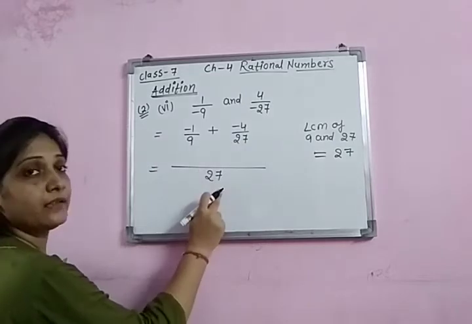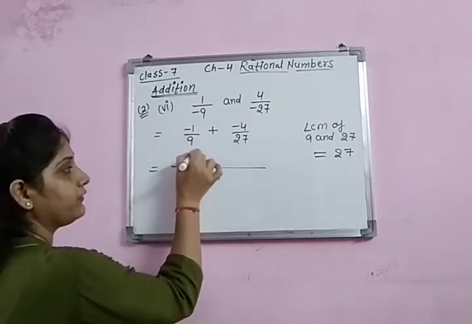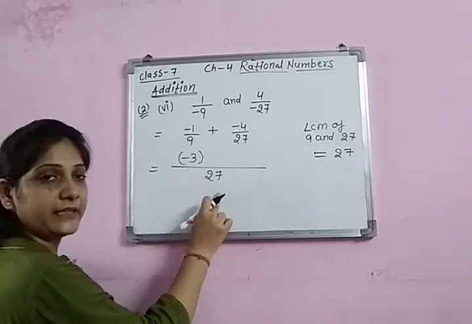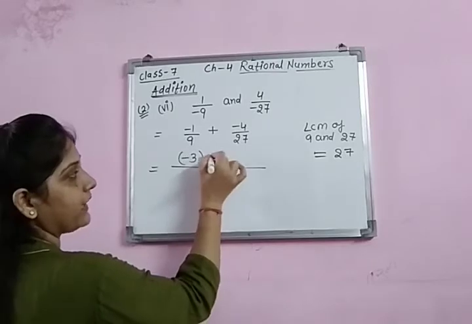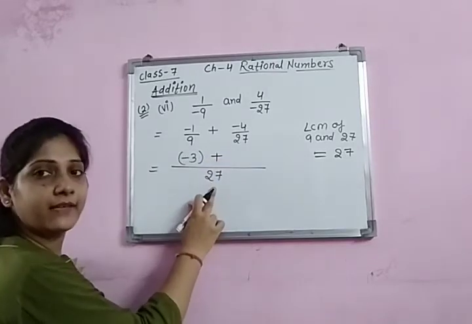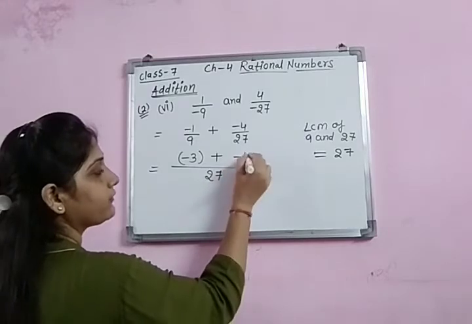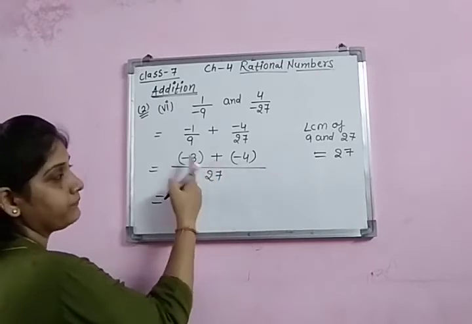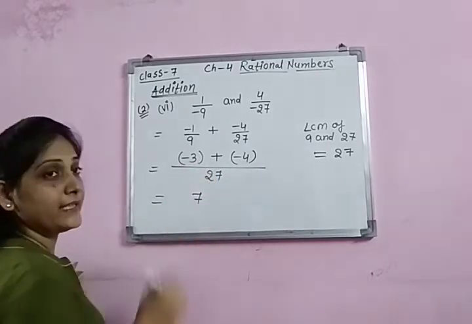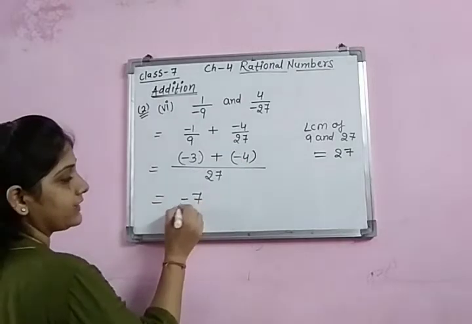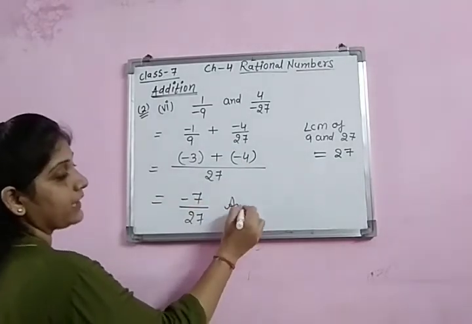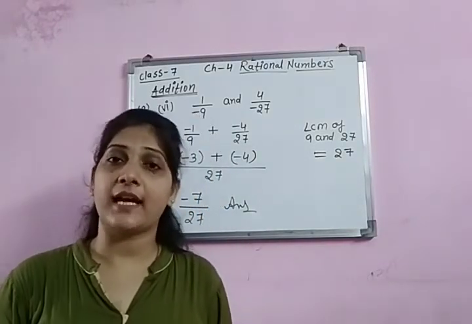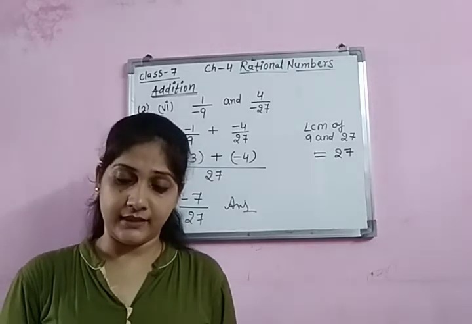Now divide by 9. 9 3s are 27. 3 1s are 3 with negative sign because it is negative 1. So whatever the quotient, the quotient will be 3, that is multiplied with minus 1. It gives us minus 3. 27 divided by 27, 1. 1 multiplied with minus 4 gives us minus 4. Now both are negative, so we are doing addition. Same sign means add. 4 and 3, 7. And both are negative, so the answer will be negative. The sign matters a lot, children. So whatever sign you are putting, please be careful about which sign will be there in the answer.